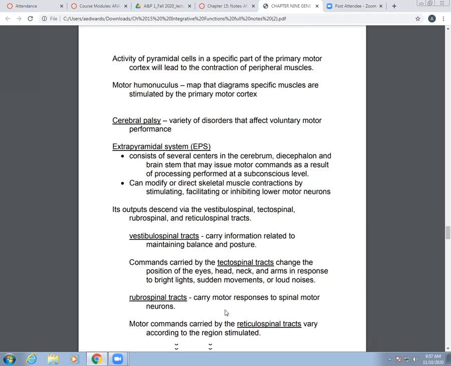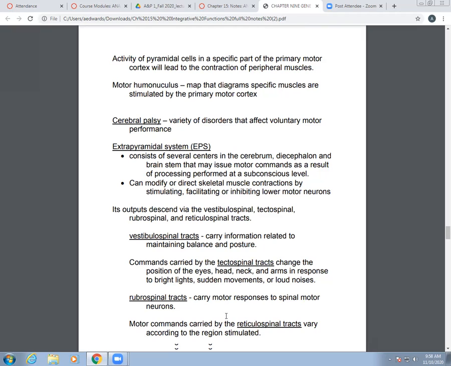Now, just like we had a homunculus on the sensory side, we have one on the motor side. It's a map and diagram of the specific muscles that get stimulated by areas of your primary motor cortex. We'll show you what those look like in just a moment.